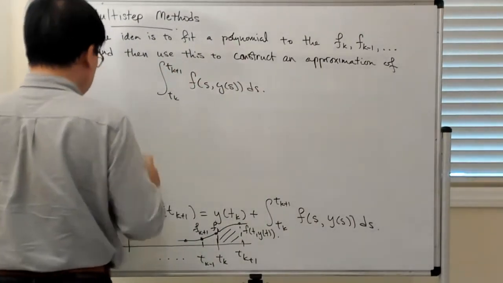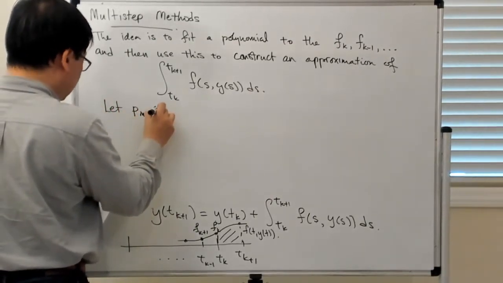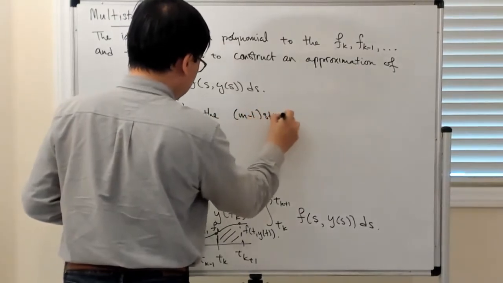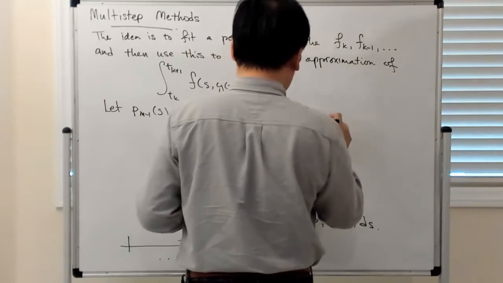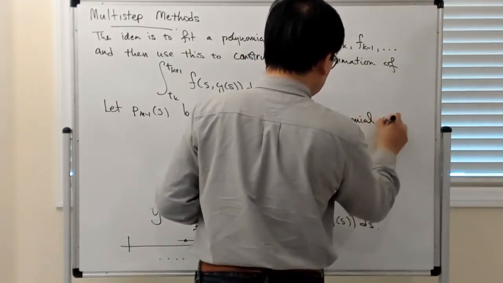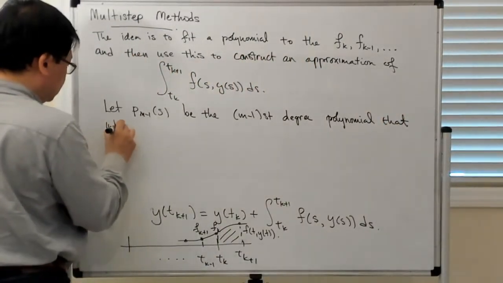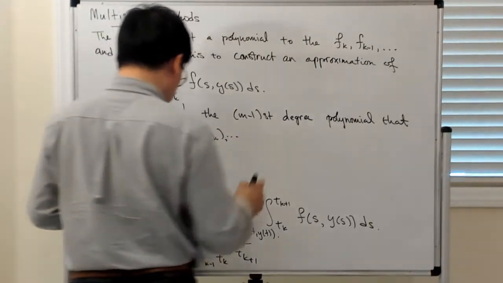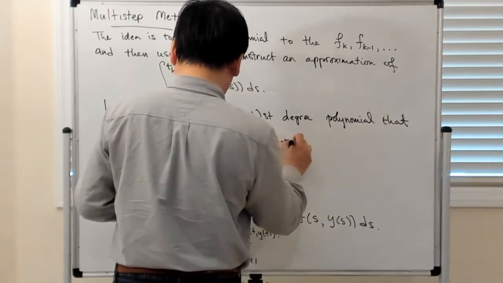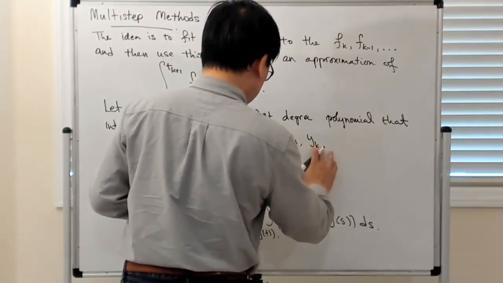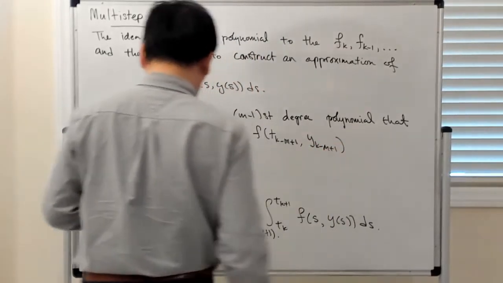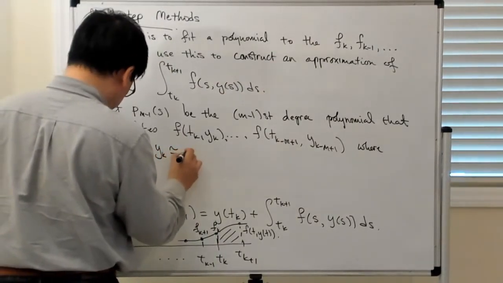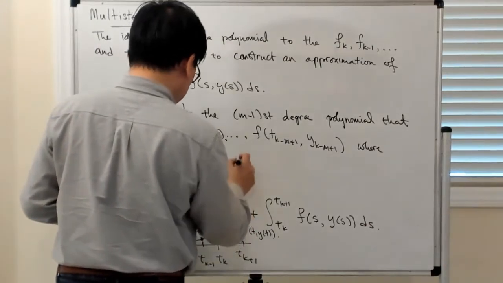Okay, so let p m minus 1 of s be the (m minus 1)-th degree polynomial that interpolates f of tk, yk all the way up to f of tk minus m plus 1, yk minus m plus 1, where yk obviously is an approximation of y at tk, and so on.